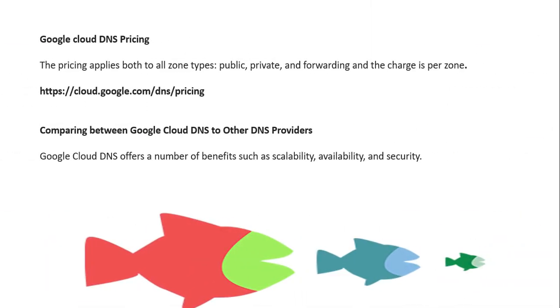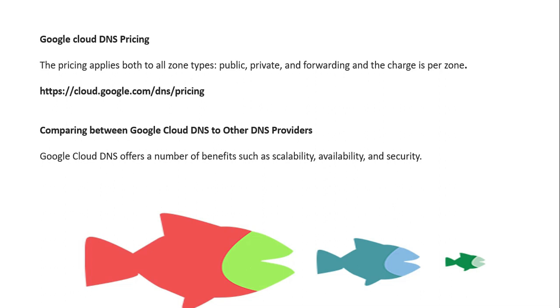Google Cloud DNS pricing model. The Google Cloud DNS is offered with two pricing models. The first one is pay as you go. Another one is the subscription model. When you choose the pay as you go model, the cost is calculated based on the number of queries and the number of zones you have. Another one is the subscription model, which calculates the price with flat rates.